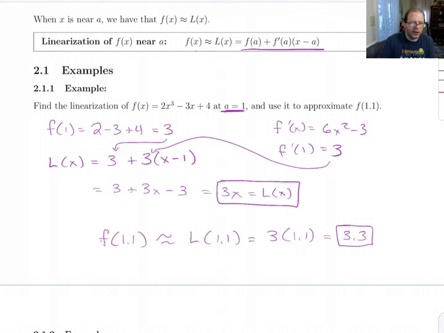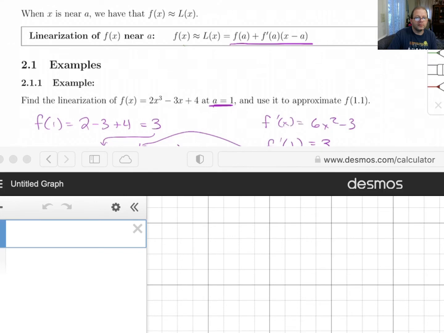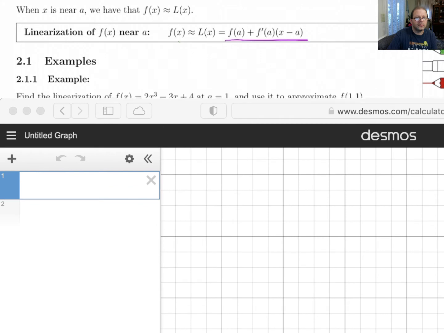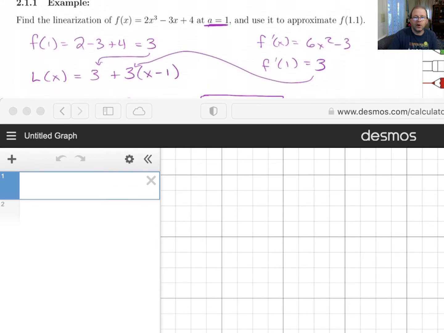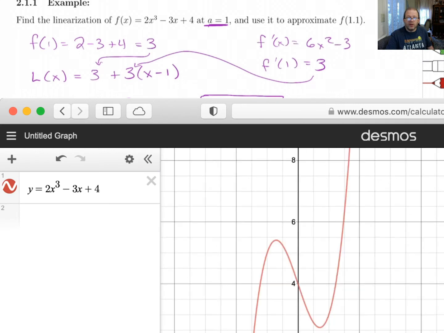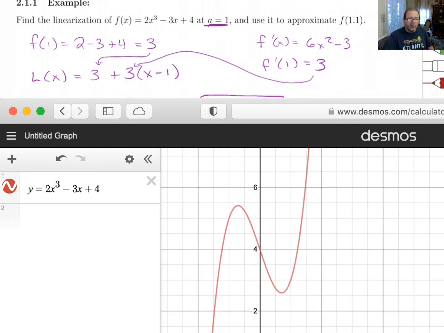All right, just for fun, let's look at this on Desmos and see how it compares. So our original function here is 2x cubed minus 3x plus 4, y equals that. And this is supposed to be approximating this at the point 1. Let's see, what is the point? At 1, that's the point 1, 3.